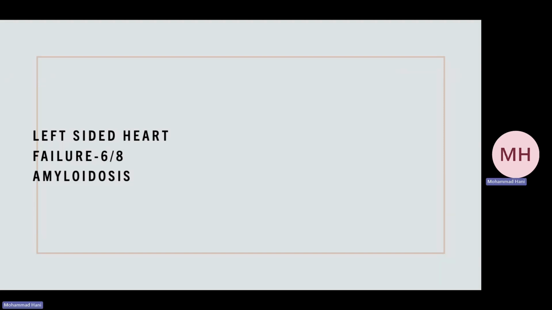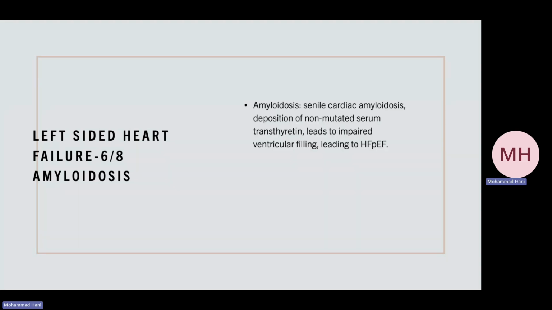Moving on to amyloidosis. This is also another question in general pathology, so you should know from there. But in the heart, especially, you get something known as senile cardiac amyloidosis. There's also another version of this known as familial cardiac amyloidosis, in which instead of, as over here, you have non-mutated serum transthyretin, which is depositing in the myocardium. Again, this leads to ventricular filling impairments and heart failure with preserved ejection fraction.